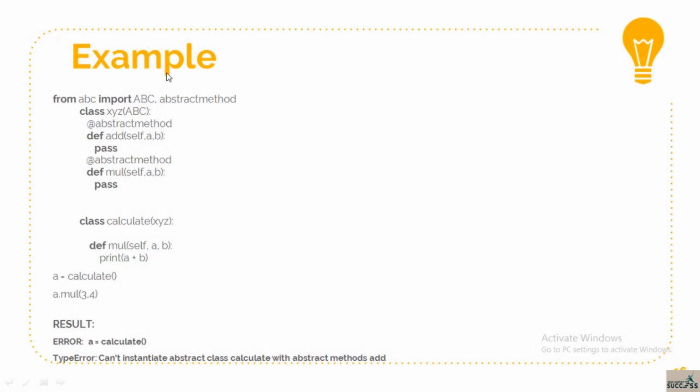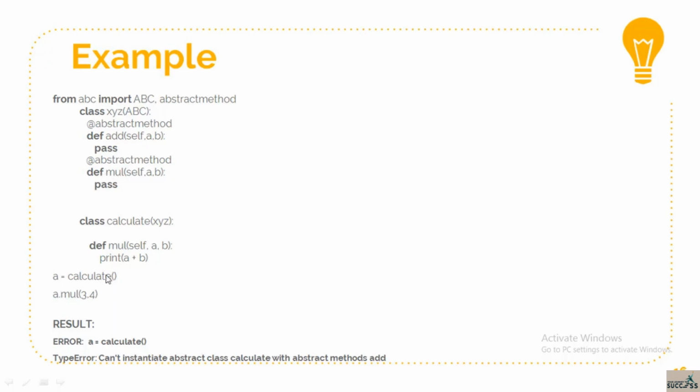Now let's go through an example. So first of all, we are importing these two things from the ABC module. Next, we are creating an abstract class, and this abstract class contains two unimplemented methods, which are basically abstract methods. Next, we have a class which is inheriting the abstract class XYZ, and this class contains the implementation of only one unimplemented method that we have in the abstract class.